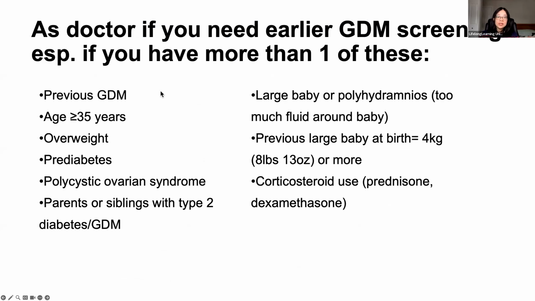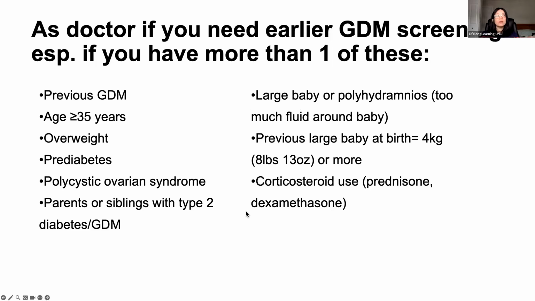So long and short of it, please ask your doctor or healthcare team if you need earlier gestational diabetes screening if you have more than one of these risk factors: previous diagnosis of gestational diabetes, older age, overweight or living with obesity, if somebody's told you you have prediabetes or polycystic ovarian syndrome, if you have parents or siblings with type 2 diabetes or gestational diabetes, if the baby is already measuring too large or has too much fluid around them in the uterus, if you've given birth to a large baby, more than 4 kilograms, that's 8 pounds 13 ounces or more, or if you're using certain medications that can cause elevation in sugar, like prednisone or dexamethasone. These factors can all put you at higher risk.